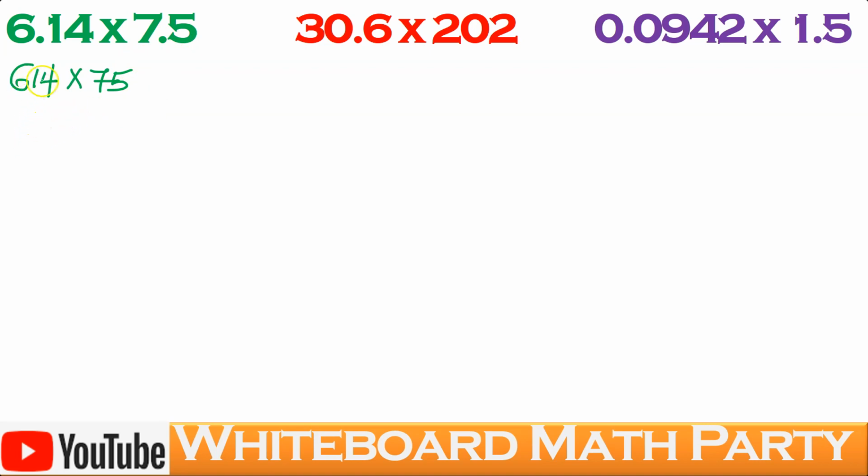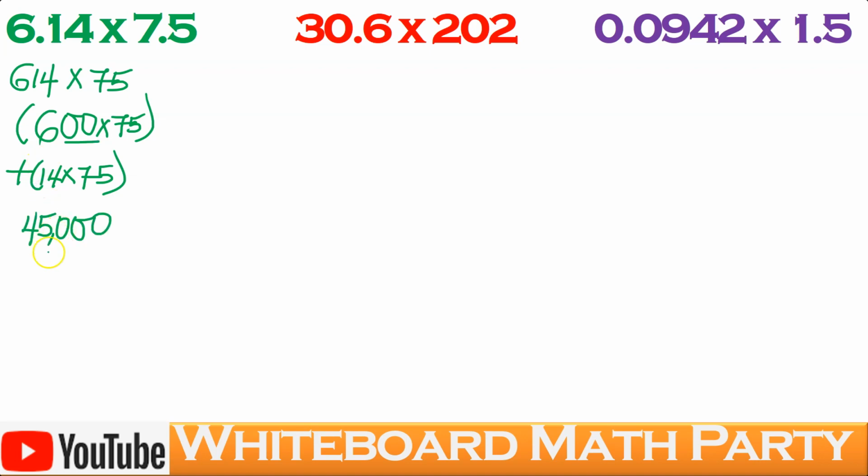Now, to multiply 614 by 75, you can employ any of your methods of multiplication. For me, I'm going to use the partitioning method to work this out. So I'm simply going to do it like this. I'm going to multiply 600 by 75, and after that, I'm going to add 14 times 75 to it. That will make my work easy.